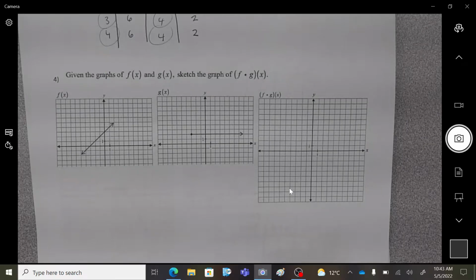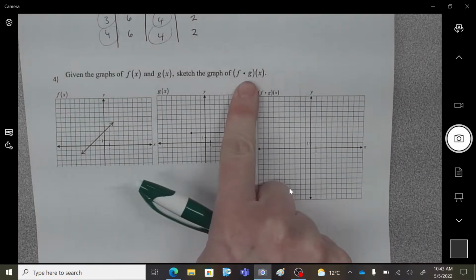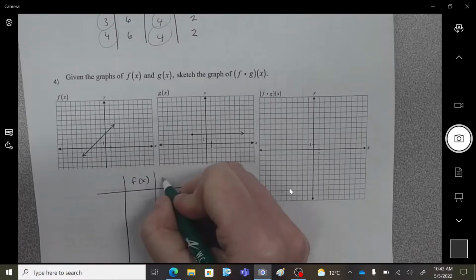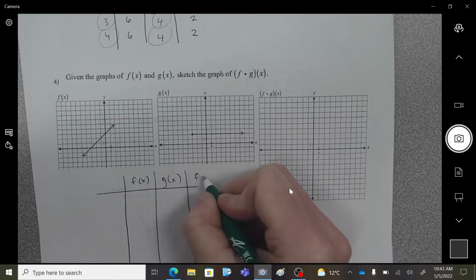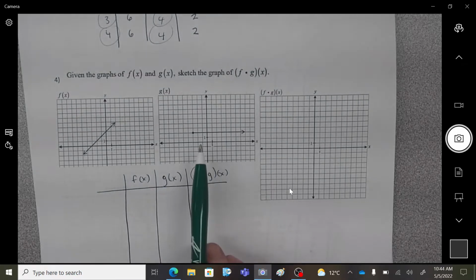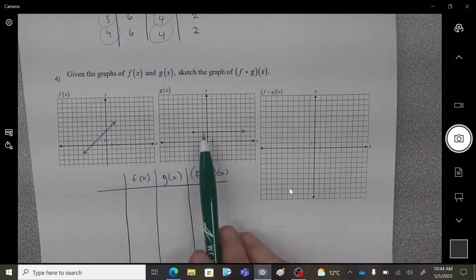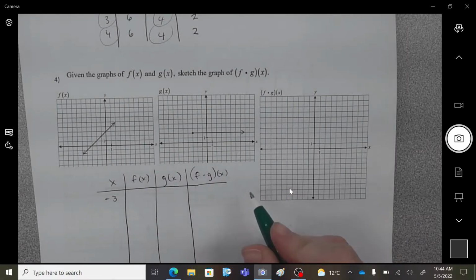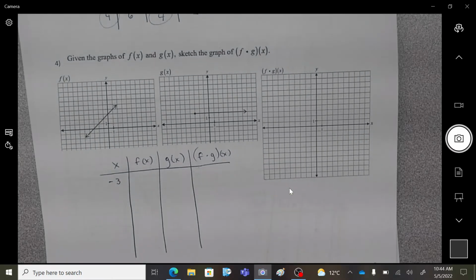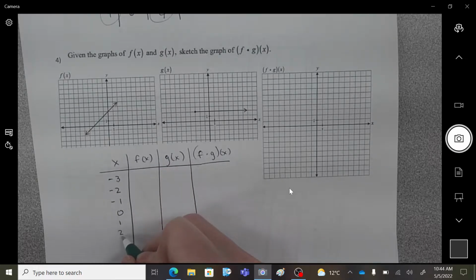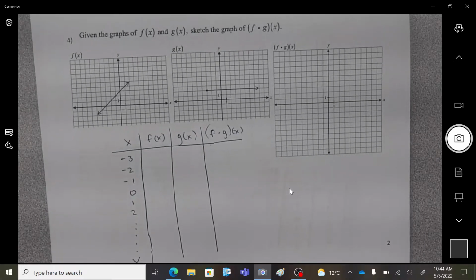Number 4, we're going to sketch the multiplication function. So the f of x function, the g of x function, and then the multiplication function. Okay, so our domain here, that one's negative infinity, but we have to restrict it here. 1, 2, 3, so negative 3. And we can go to infinity, both of them. So we will just do a few to show you that that's going to be an arrow, that domain.